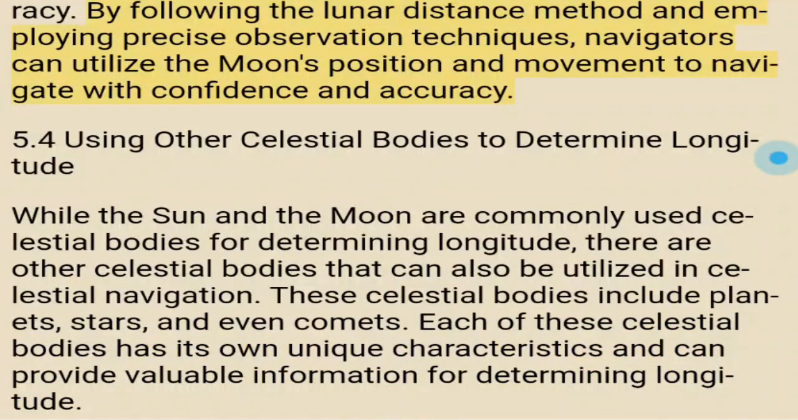By following the lunar distance method and employing precise observation techniques, navigators can utilize the moon's position and movement to navigate with confidence and accuracy. 5.4 Using other celestial bodies to determine longitude.